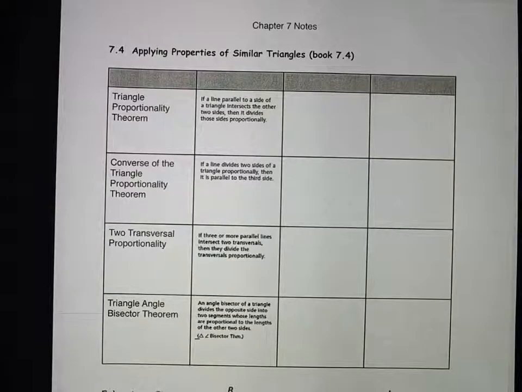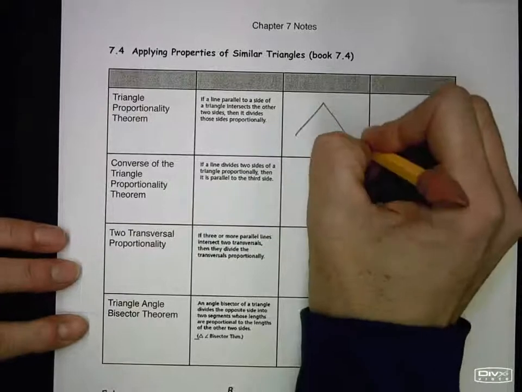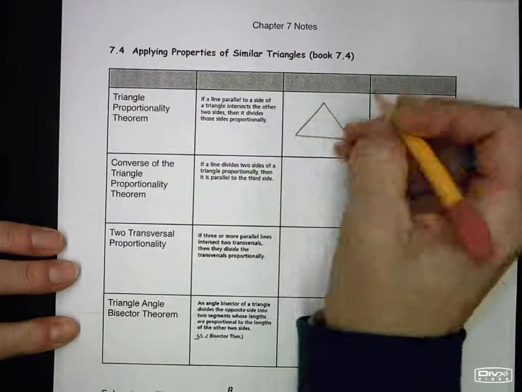The next section we are going to talk about is applying different properties of similar triangles. The first property is called the triangle proportionality theorem. If a line parallel to the side of a triangle intersects the other two sides, then it divides those sides proportionally. For example, if you have a triangle, we'll call this triangle ABC.